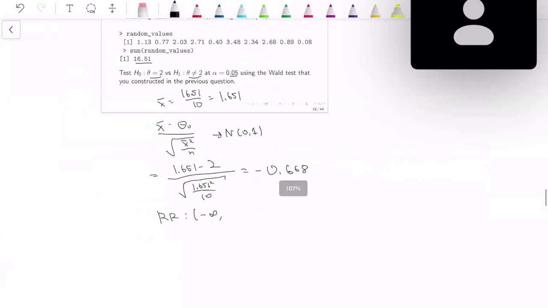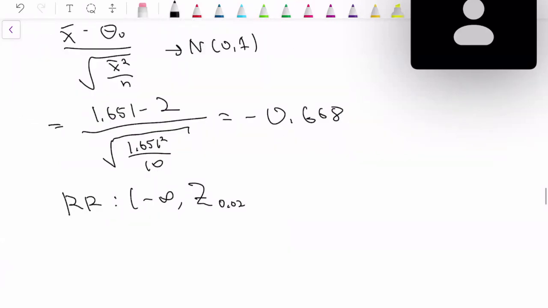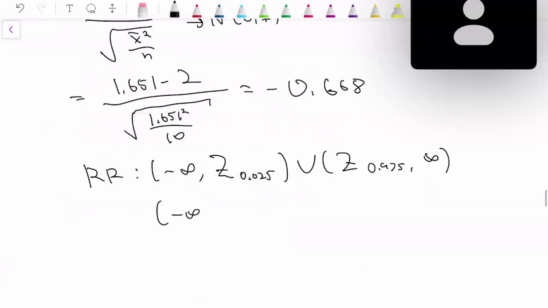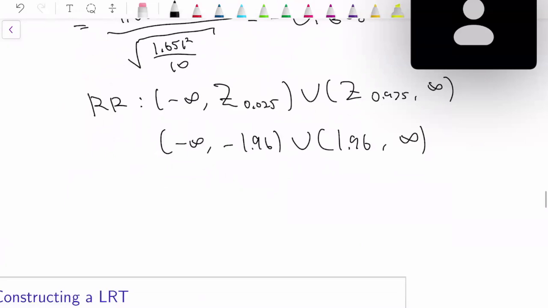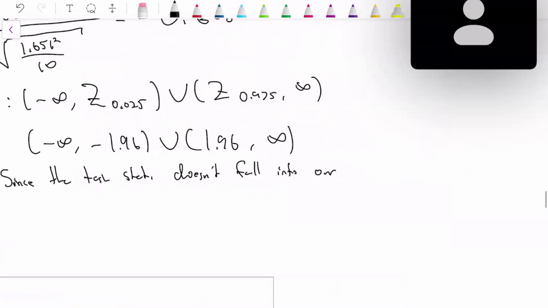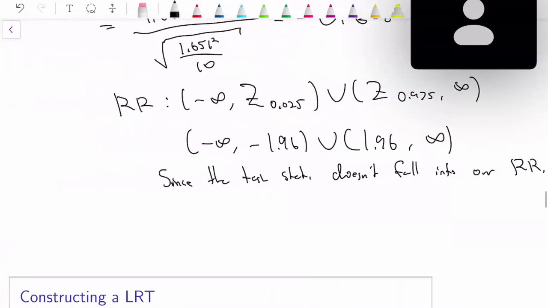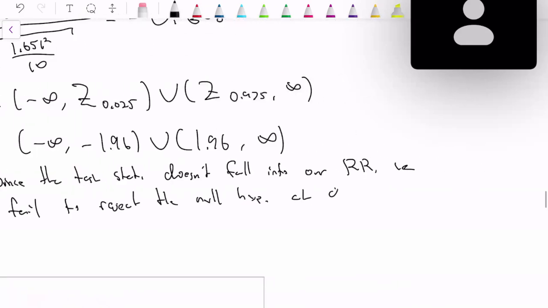The rejection region is negative infinity to z 0.025, union z 0.975 to infinity. Again, negative 1.96, I think some of you might have seen this value many times already. So there's the rejection region. Since the test statistic doesn't fall into our rejection region, we fail to reject the null hypothesis at alpha equal to 0.05.